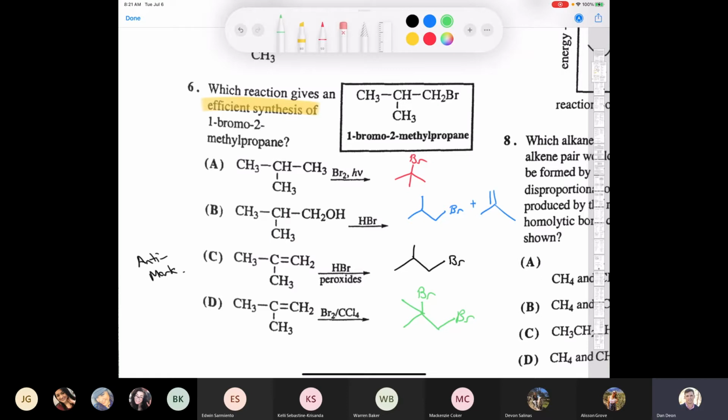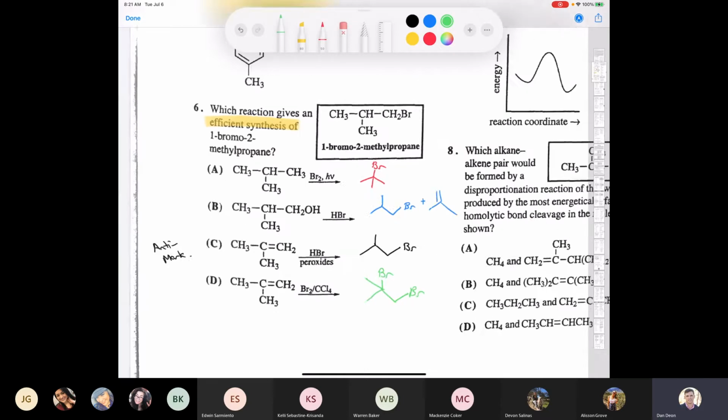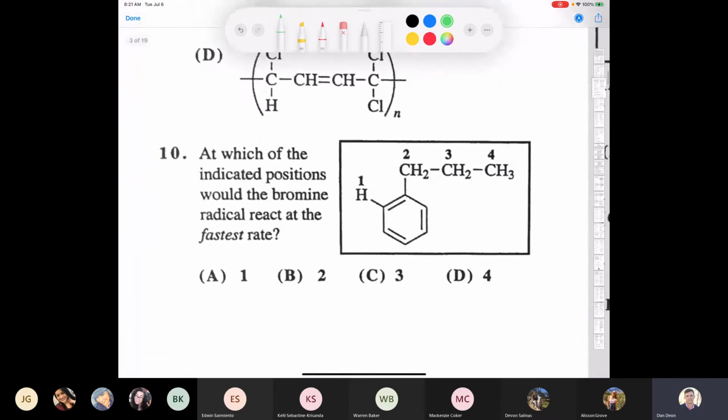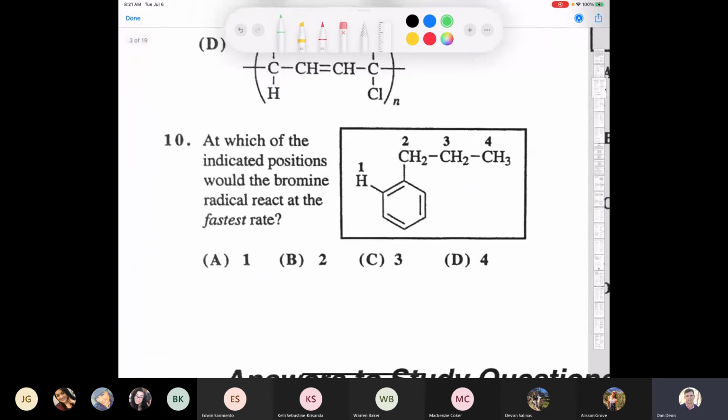All right, let's move on to number 10. Another one I think my students would be confident in. This one right here, just a quick one. It says, at which of the indicated positions would a bromine radical react at the fastest rate? Who could tell me where a bromine would react the fastest? Go with your gut.